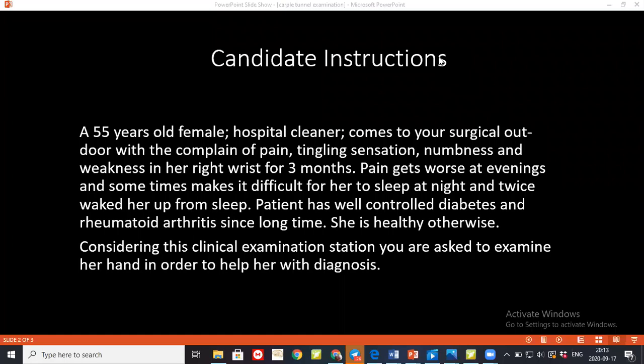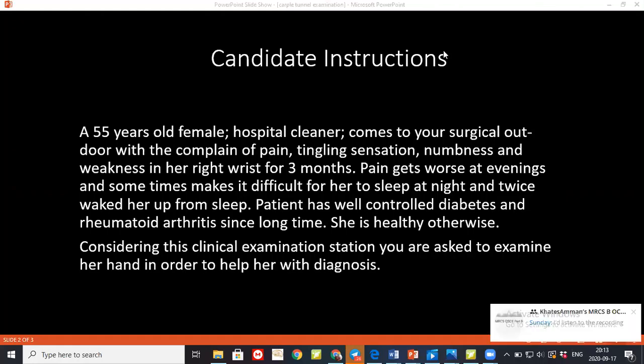This is pain and tingling sensation and weakness in the wrist. The most likely provisional diagnosis is carpal tunnel syndrome. So, what are the most... This has been associated with high risk of what? This carpal tunnel syndrome, it is associated with what?